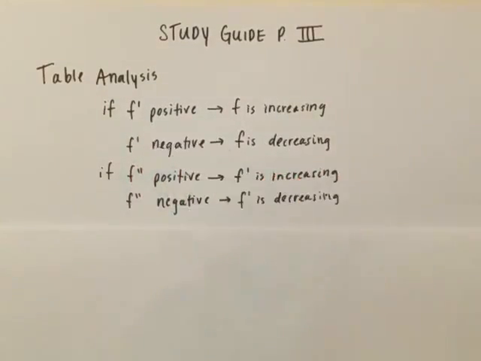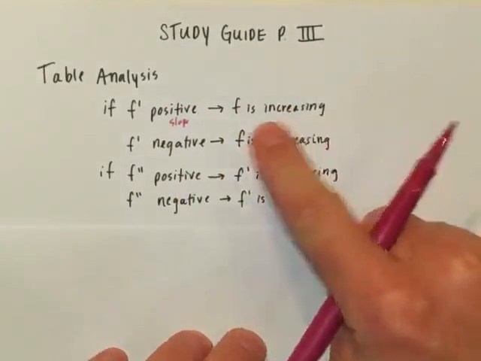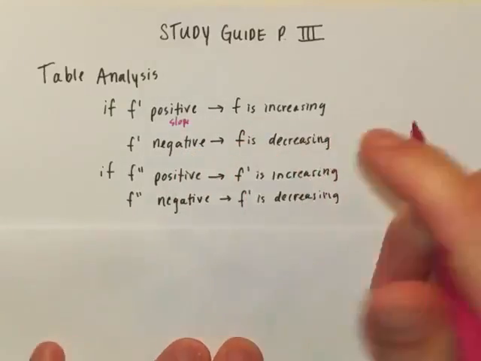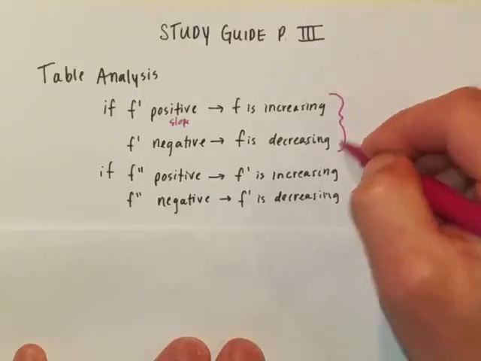First of all, if f prime is positive, remember that this is talking about our slope, then f is increasing. If f prime is negative, our slope, then f is decreasing. We know this, and we actually know how to find this. This is what we call the first difference.